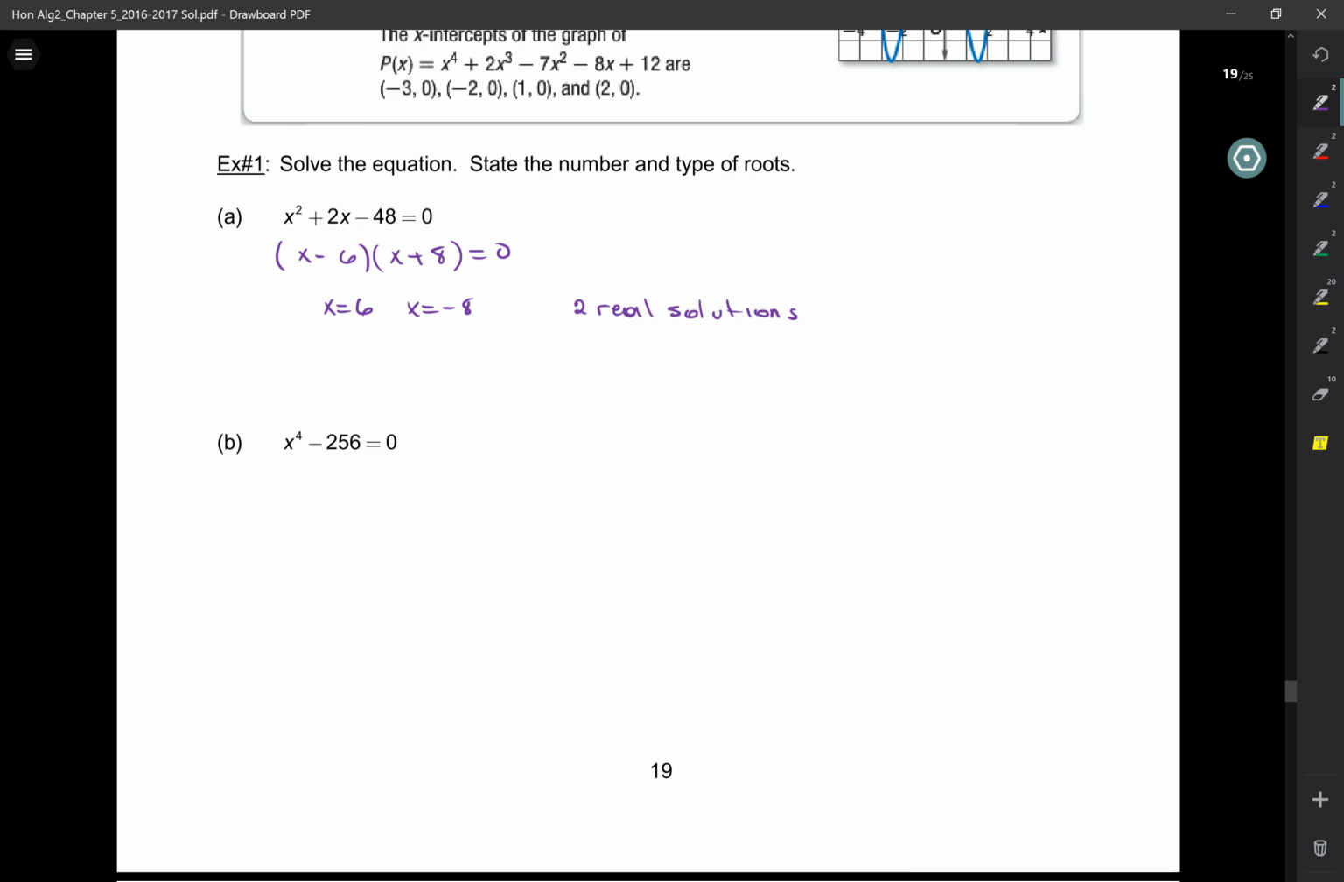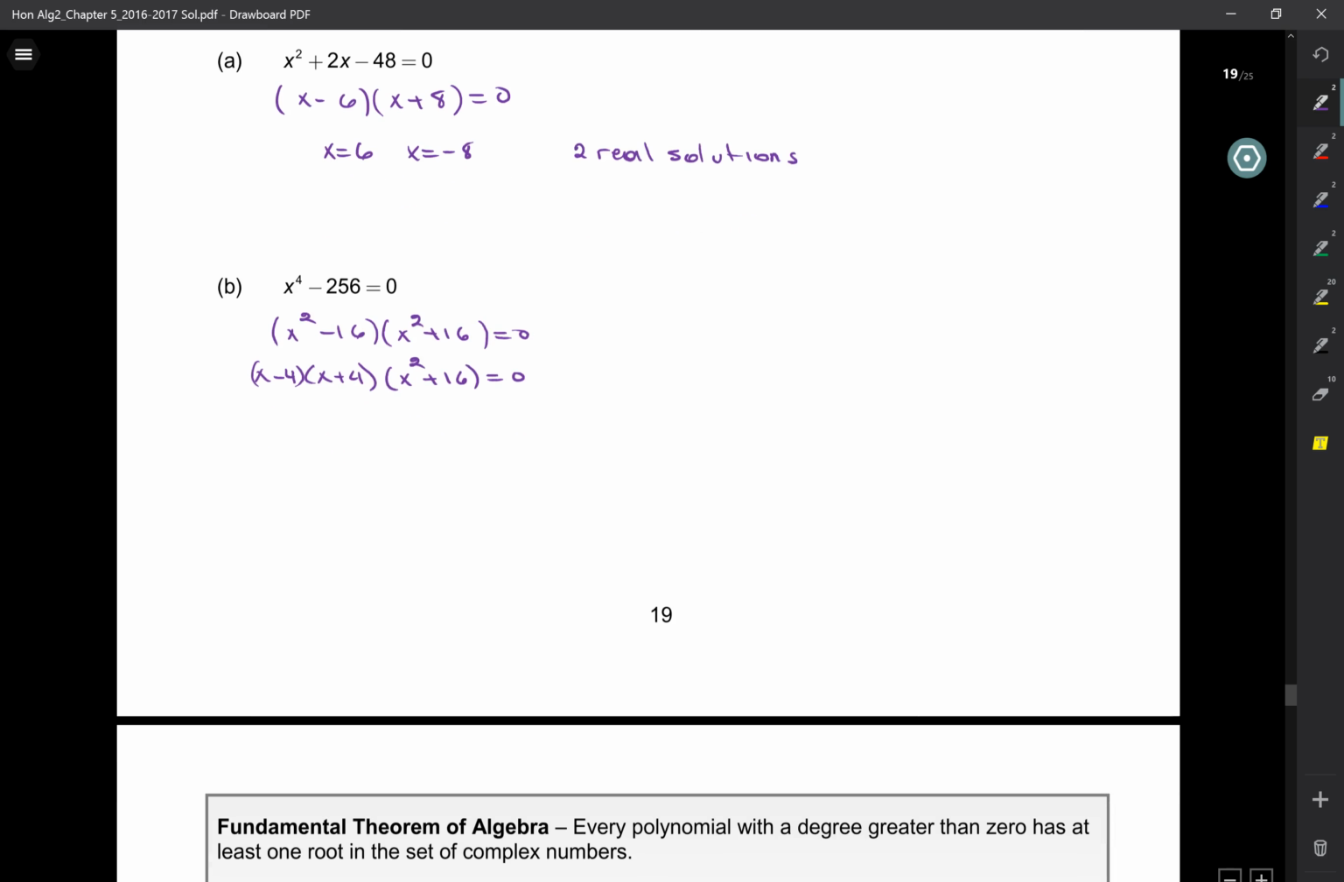How can I factor x to the 4 minus 256? And then you can factor this, so x minus 4, x plus 4, that cannot be factored. It's irreducible. So now I have that x equals 4, negative 4.